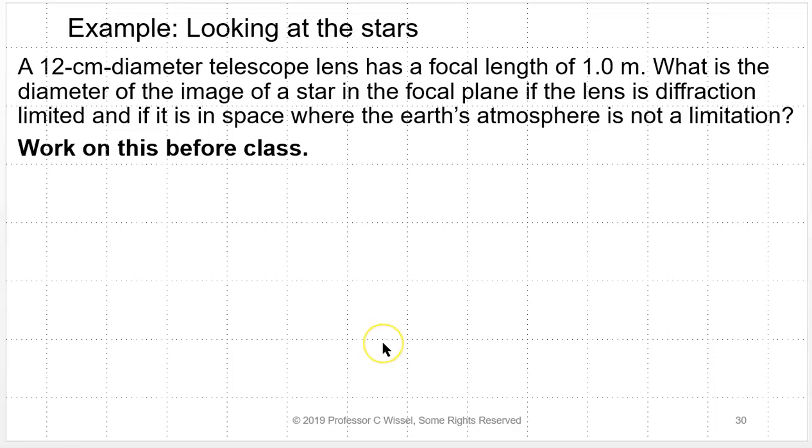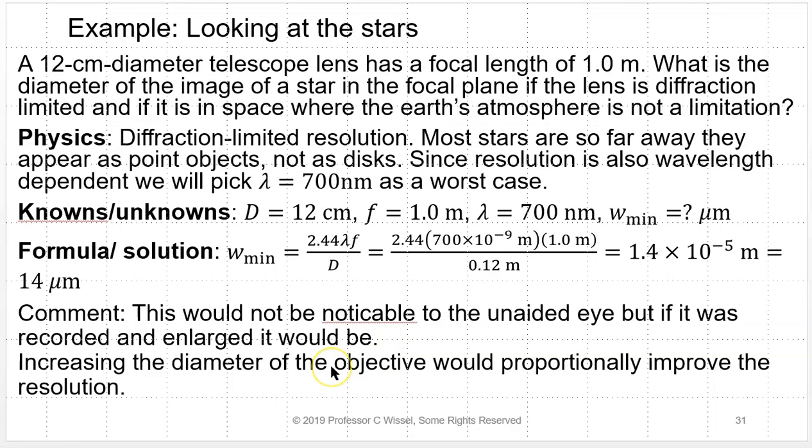Earthbound telescopes have some serious limitations caused by the Earth's atmosphere. The physics of this is diffraction limited resolution. Most stars are so far away they appear as point objects, not as disks. Since resolution is also wavelength dependent, we will pick lambda equals 700 nanometers as a worst case. We write down the knowns and unknowns with the units. D equals 12 centimeters, F equals 1.0 meters, lambda equals 700 nanometers, and we're looking for W min.